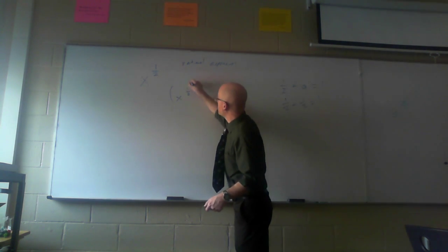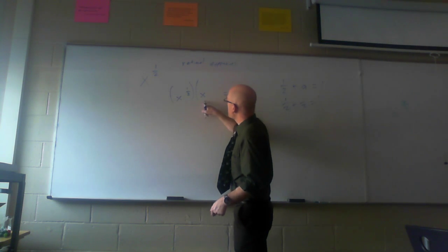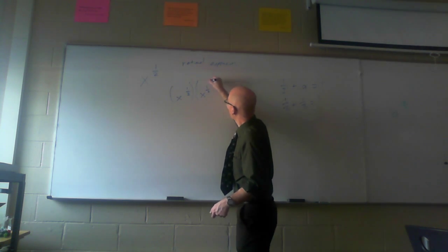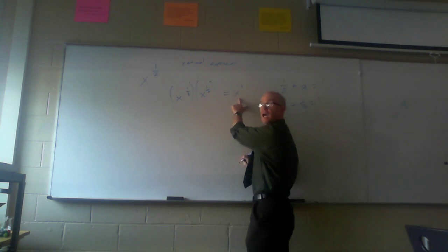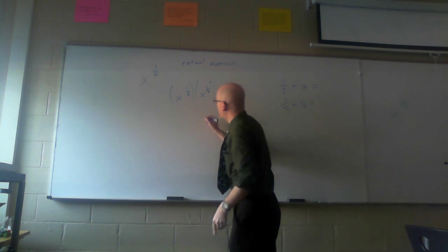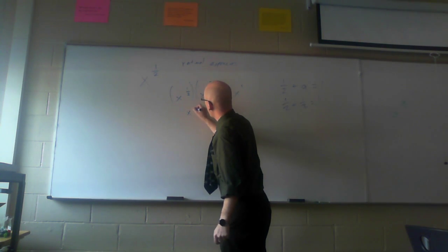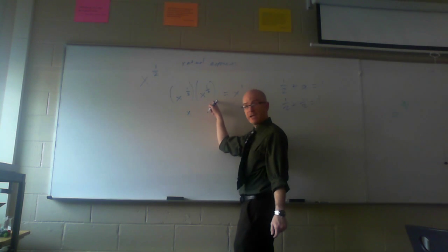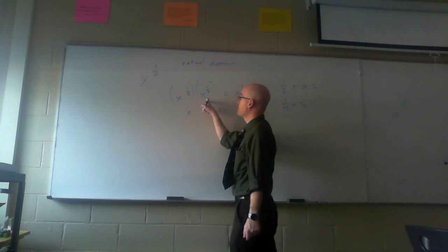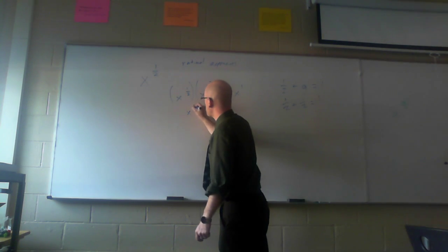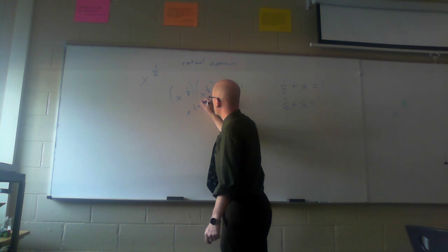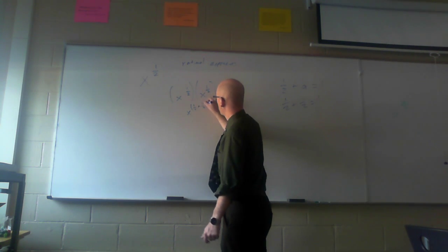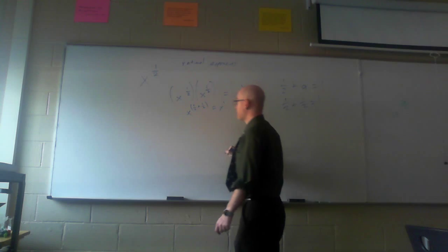1 over 2 plus a is going to give us 1. Well, what plus 1/2 will give us 1? 1/2. So 1/2 plus 1/2 equals 1, right? Stick with me, here's where I'm going with this. So if I have x to the 1/2 times x to the 1/2, that should give me x to the 1. Because if we follow the rules of exponents, I've got two things with the same base multiplying each other. This is x to the 1/2 plus 1/2, which is equal to 1.